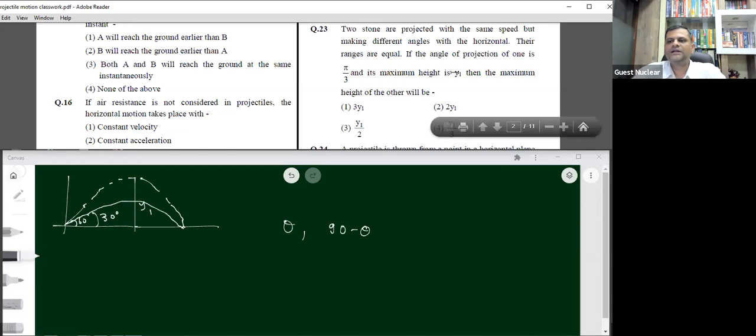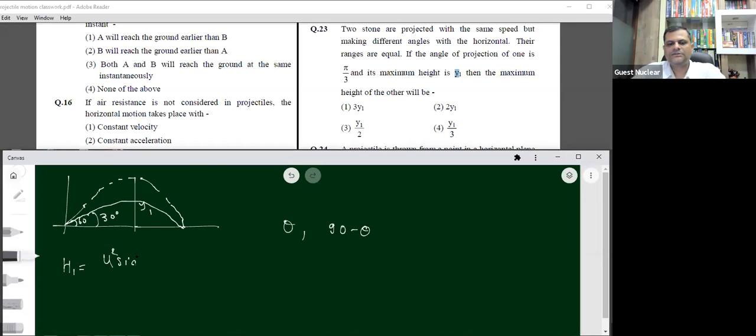So the height of the first one is y1. What is the formula for height h1? It is u square sin square theta upon 2g. So the formula for y1 will be u square sin square 60 upon 2g. But if you want to find y2, the maximum height obtained by the second projectile thrown at an angle of 30 degrees, then y2 is equal to u square into sin square 30 upon 2g.